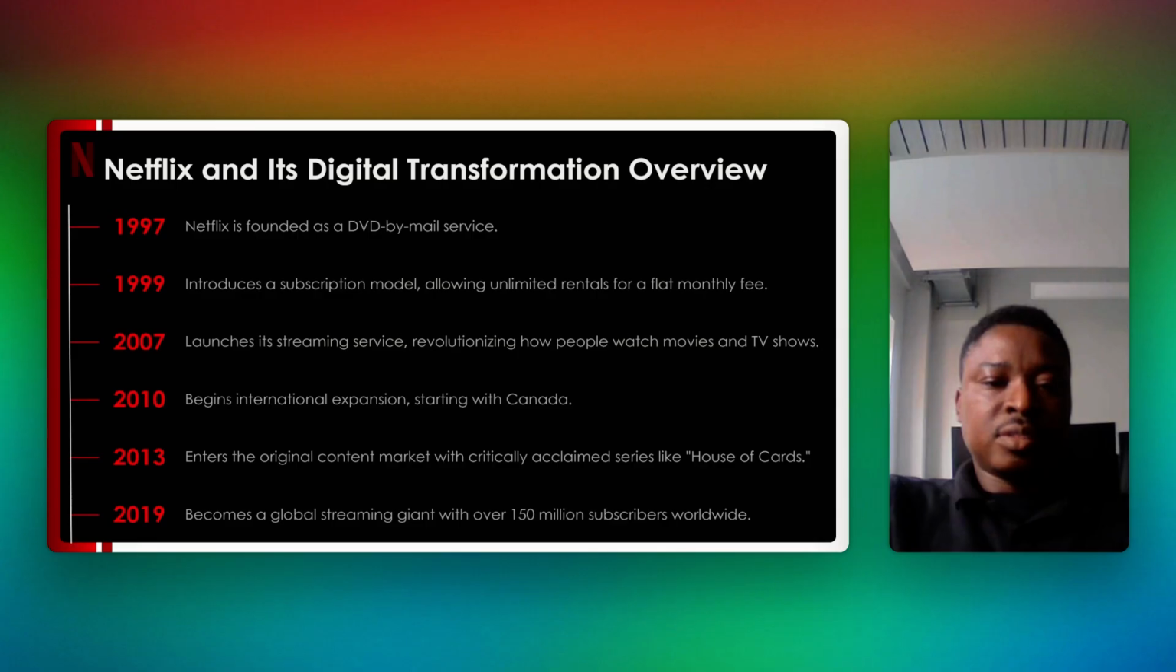A key milestone is in 2019, Netflix becomes a global streaming giant with over 150 million subscribers worldwide.